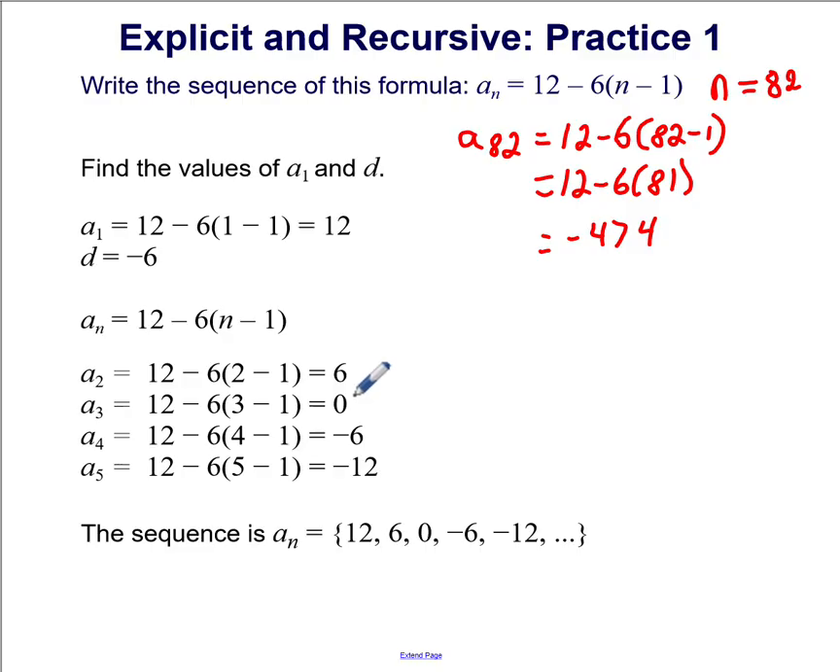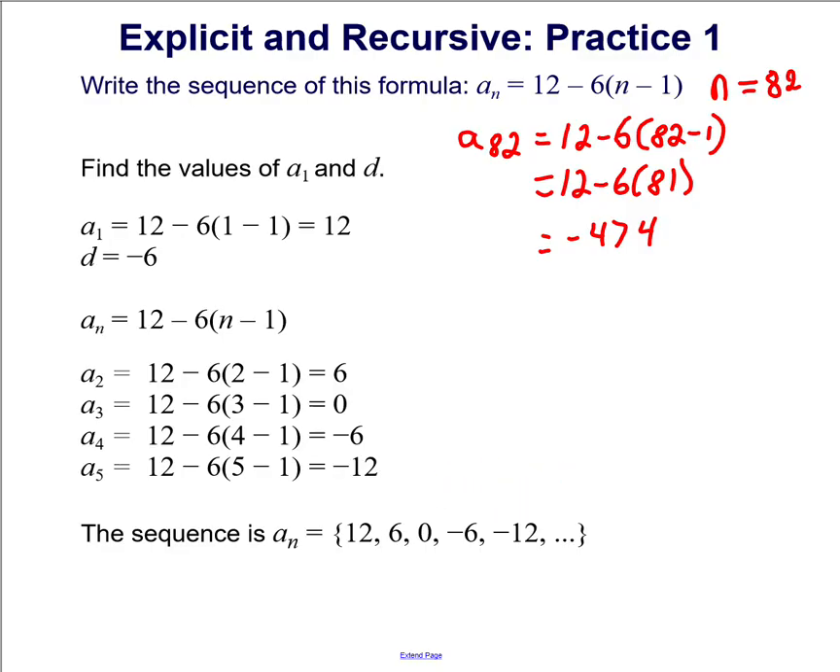Next, we replace n with 4. So I replace n here and here with 4. And completing the arithmetic, we have the fourth term is equal to negative 6. And finally, the fifth term, I replace n with 5 here and here. And completing the arithmetic, we see that the fifth term is negative 12. So the first 5 terms of the sequence are 12, 6, 0, negative 6, and negative 12.